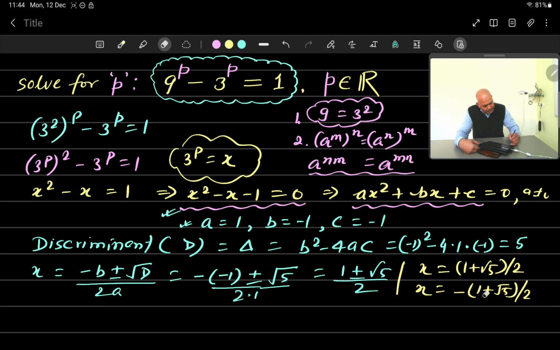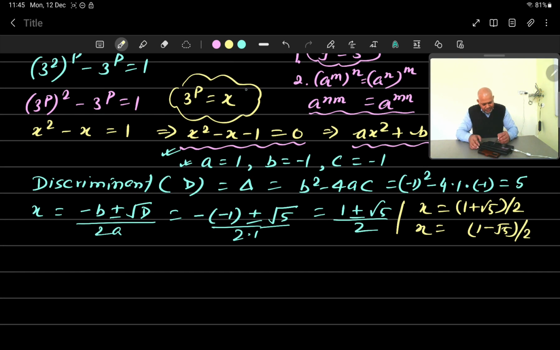Sorry, you can write here a negative sign, because it is plus minus: so 1 plus root 5 by 2 and 1 minus root 5 by 2. These are the two solutions for this equation. But we have taken x as 3 to the power p. So in case number 1, 3 to the power p equals 1 plus root 5 divided by 2.